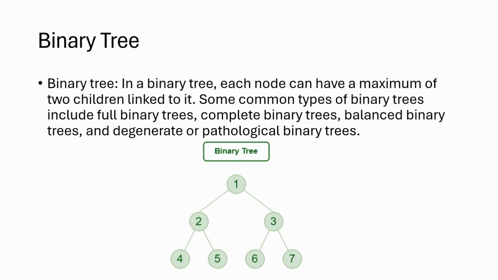Now, the different types of trees, right, in C++ and in Java. There are red-black trees, there is a binary search tree, or binary tree. The one we're going to focus on in this lecture is a binary tree, okay? Now, what is a binary tree? In a binary tree, each node can have a maximum of 2 children. Some common types of binary trees: binary tree, complete binary trees, balanced binary tree, and degenerate or pathological binary trees. Just think of binary trees as a parent that can have 2 children at most.